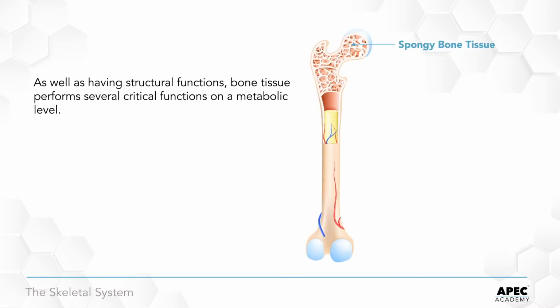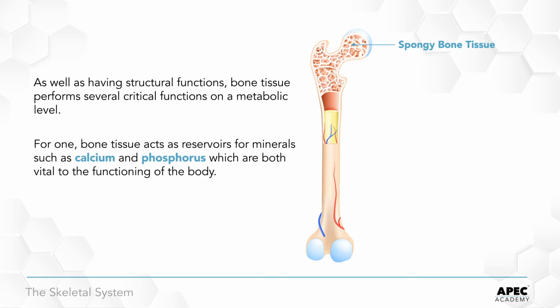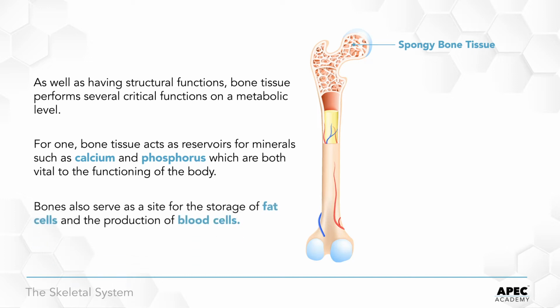As well as having structural functions, bone tissue performs several critical functions on a metabolic level. For one, bone tissue acts as reservoirs for minerals such as calcium and phosphorus, which are both vital to the functioning of the body. Bones also serve as a site for the storage of fat cells and the production of blood cells. This occurs in a substance called the bone marrow, which is located in the spongy tissue inside the bone. Bone marrow can either be red or yellow.